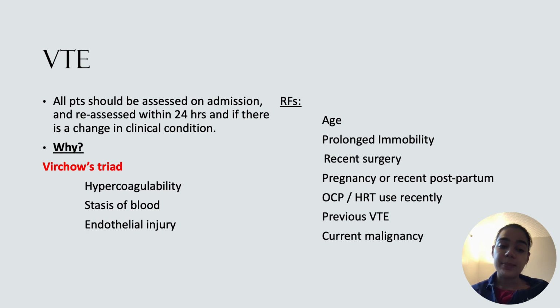So the next, which is a very big one in surgery, is VTE. So all patients should be assessed on admission and reassessed within 24 hours, and if there's a change in any clinical condition. This is a really good surgical audit for anyone interested in performing any audits to look at the rate of VTE assessment in your department. So why is VTE such a risk, especially in surgery? So we have endothelial injury, stasis of blood, and hypercoagulability, all of which contribute to an embolism forming.